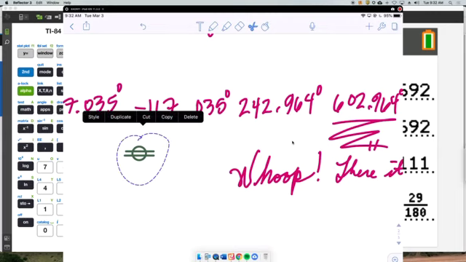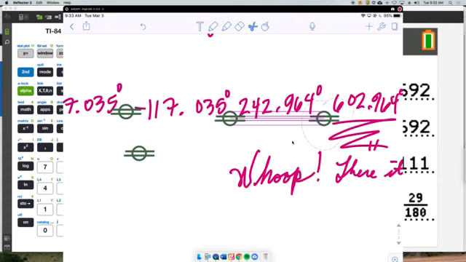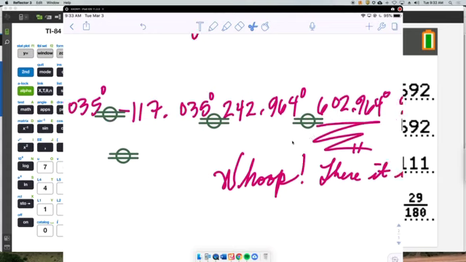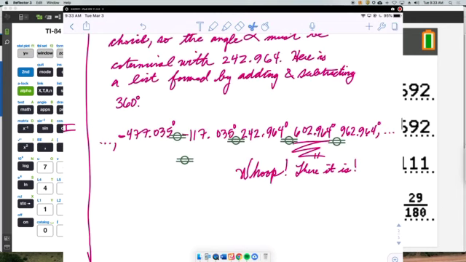We'll copy and we'll paste it. There it is. There's not enough room in between there, but you get the idea. Those are all coterminal with each other. And of course, one of those hopefully is an answer choice. Which one? The 602.964. Okay.